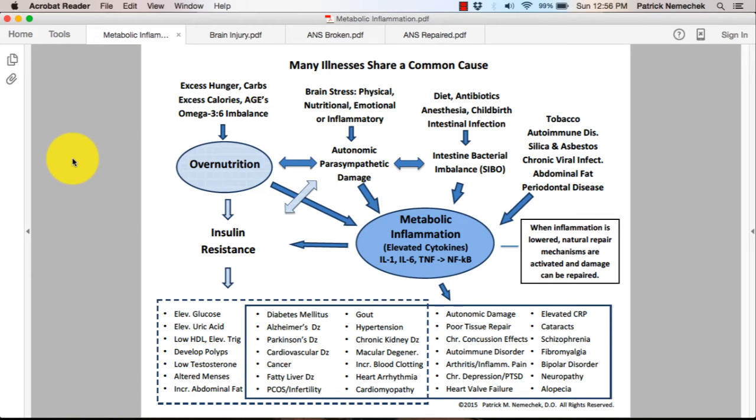Hello, this is Dr. Dimichak, and I'd like to take a little time and explain my overall understanding of inflammatory metabolic conditions and how they're affecting your health.